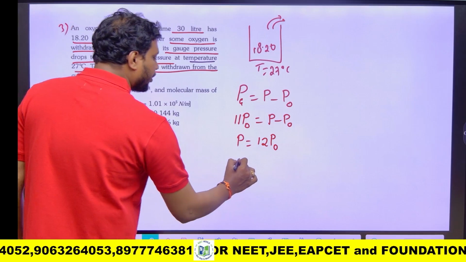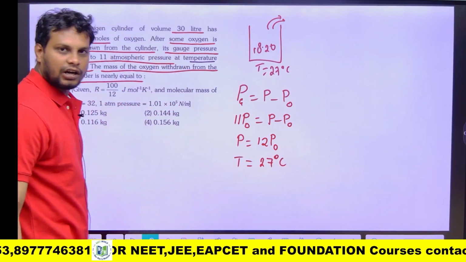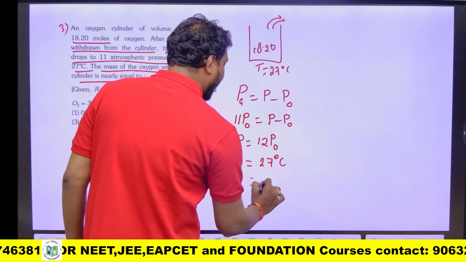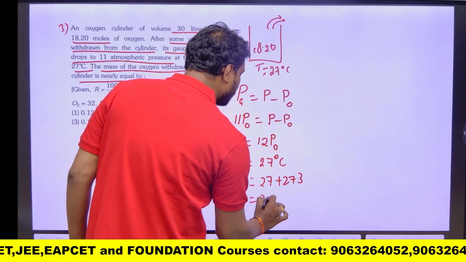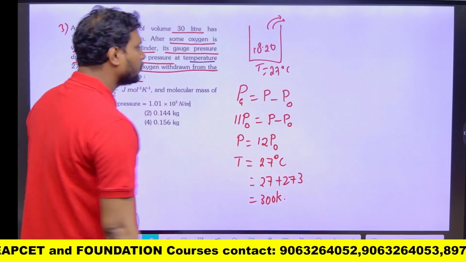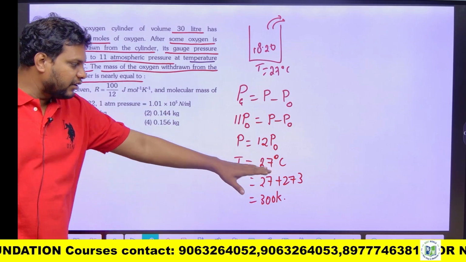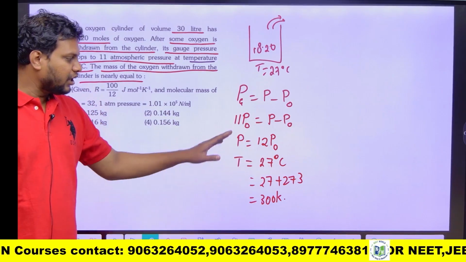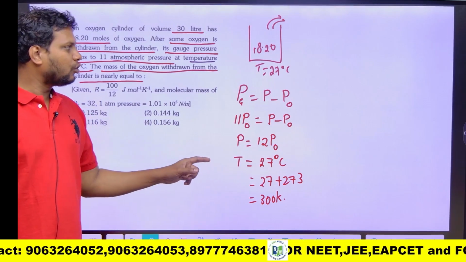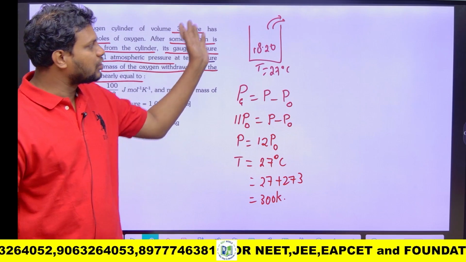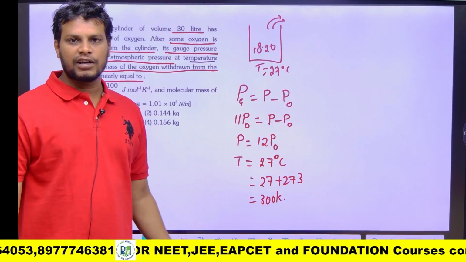And the given temperature, what is the temperature value? 27 degrees centigrade. If we convert into Kelvin, we add 27 plus 273, which is equal to 300 Kelvin. This is the temperature. Now we will find the number of moles at this temperature. If we find the number of moles at this temperature and at this pressure, then we can find out how many moles went out of this container. From that we can measure the mass of the gas.